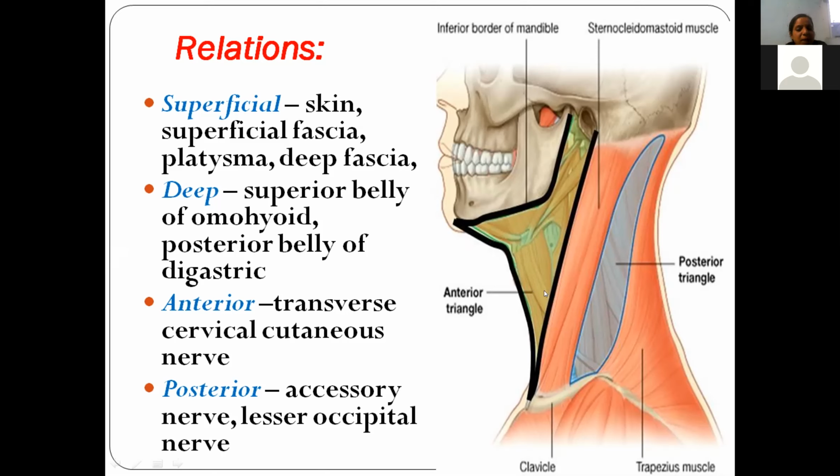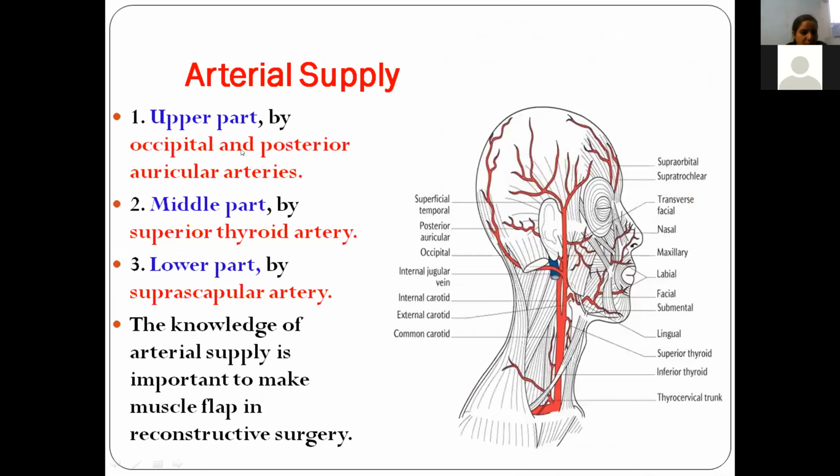We have the superior thyroid artery, isn't it? We have the maxillary artery, the superficial temporal artery, the lingual arteries. Apart from that, many other branches will be there which are actually supplying sternocleidomastoid. If you write four also, that is more than enough. So occipital artery, posterior auricular, superior thyroid, suprascapular, whatever arteries are there nearby, they are all supplying sternocleidomastoid.